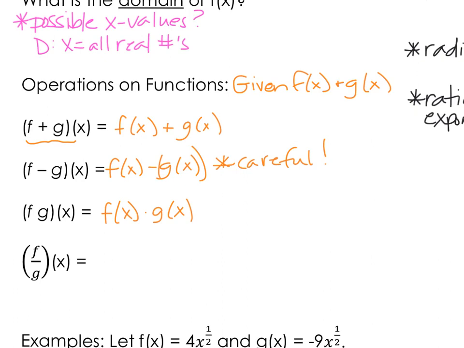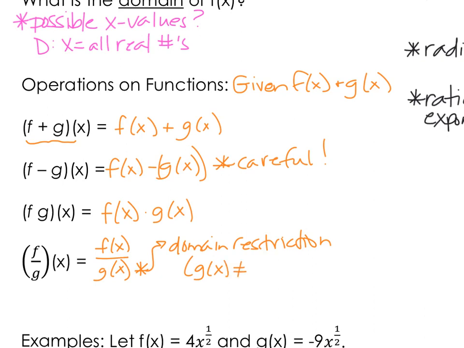And then f over g of x means f of x divided by g of x. And again, this is where we have to be careful. We need to watch the domain specifically for a restriction in that denominator. Remember, we want that rule, g of x cannot equal 0. Please make sure you have these definitions listed, and we'll take a look at some examples down below.